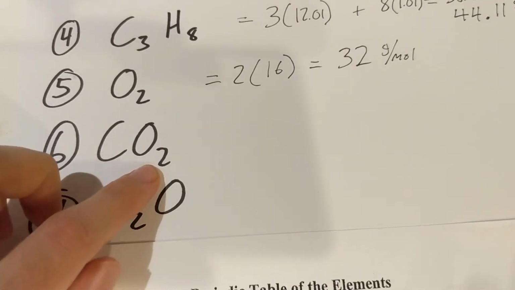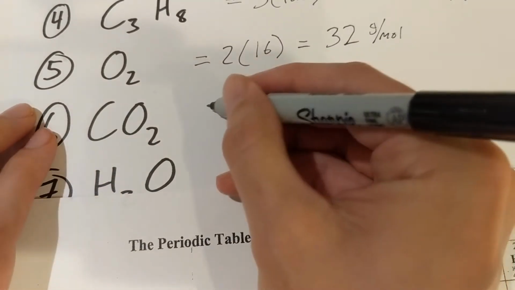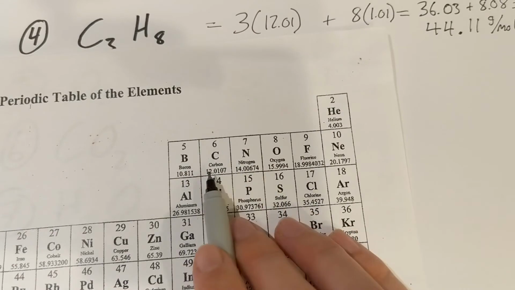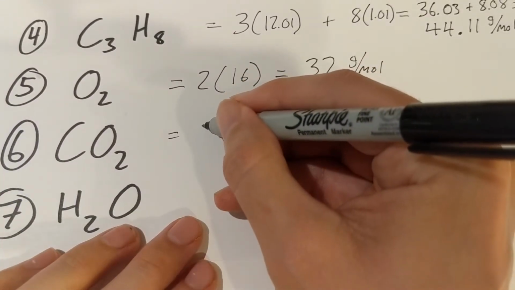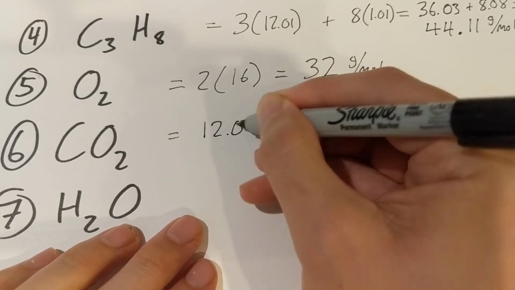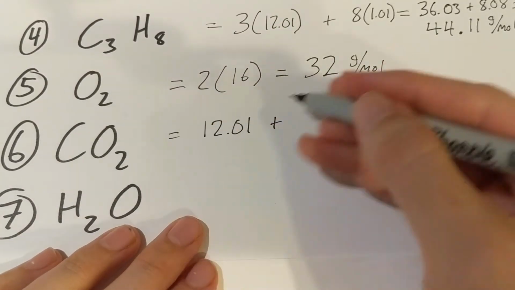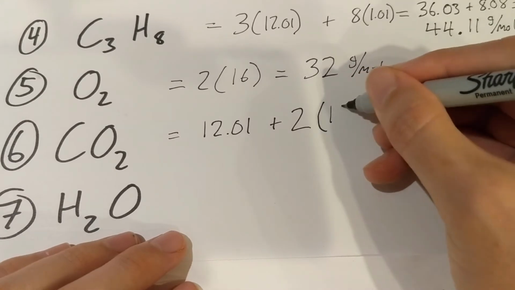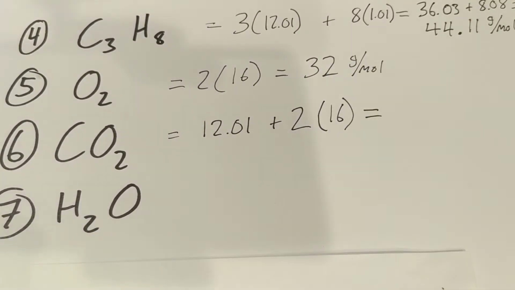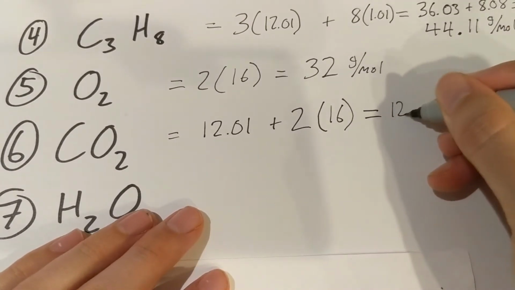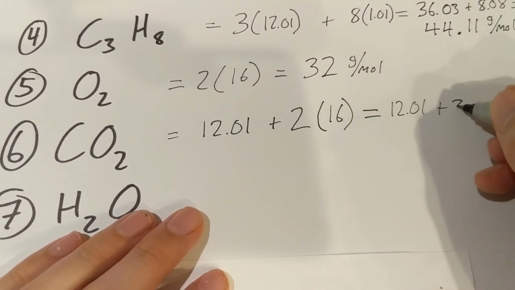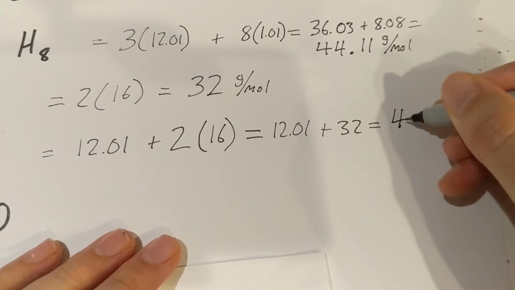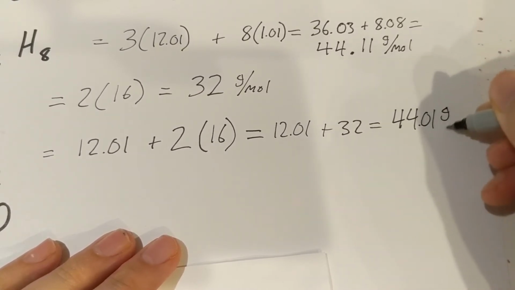Next one, carbon dioxide. In this one we have carbon and 2 oxygen. We've already got the molar mass of carbon, if we remember: it's 12.01, and we just have one of those. So 12.01 plus 2 times the mass of oxygen, which is 16. Let's do the math. 12.01 plus 32 equals about 44.01 grams per mole.